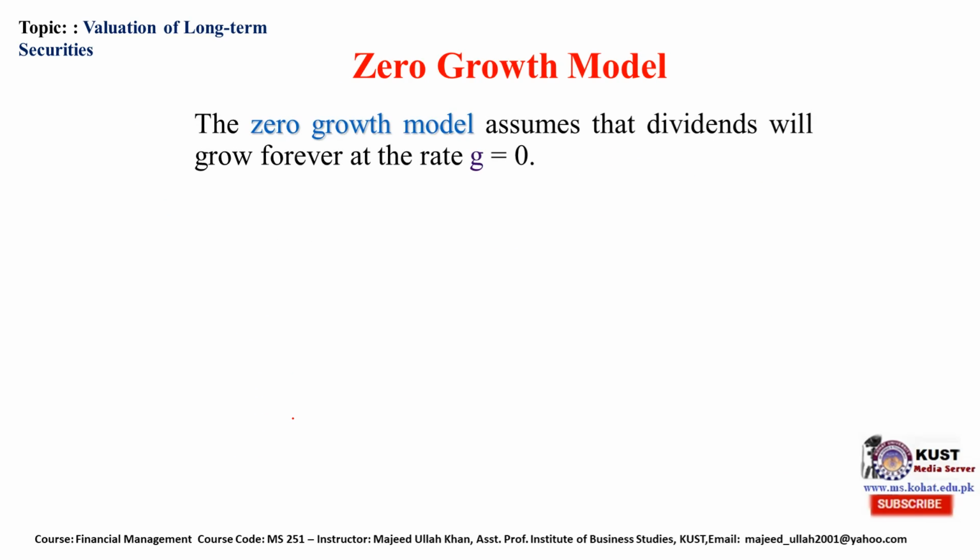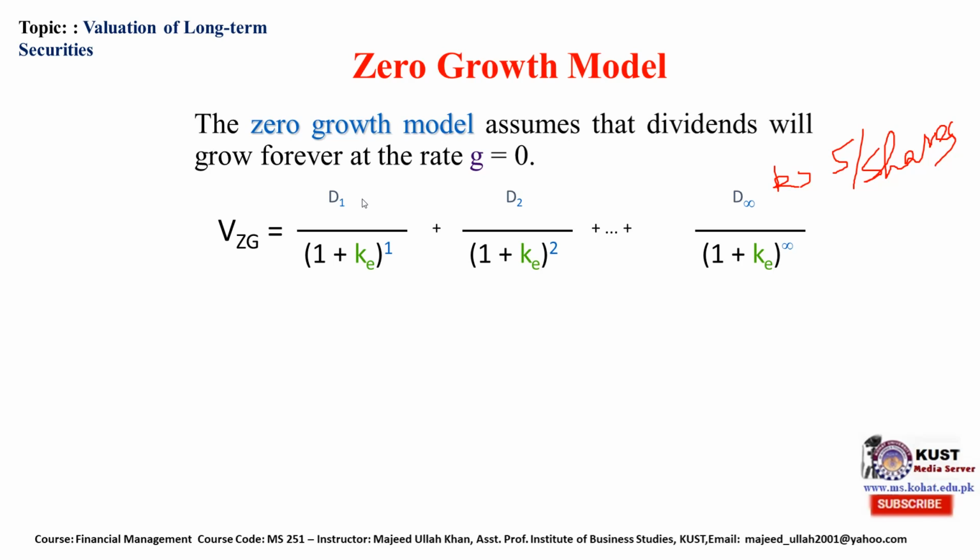Now moving to the zero growth model, the same model. What is the zero growth model? The zero growth model is based on the assumption that the dividend will grow forever at G equal to 0. So there will be no growth in the dividend. The dividend will remain constant. If the dividend is 5 rupees per share in the first year, then it will be 5 rupees per share for the coming years as well. So the same formula, but there is no G because G is 0.